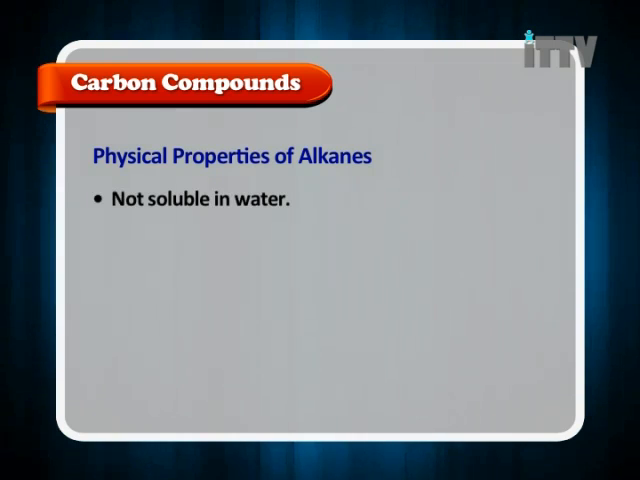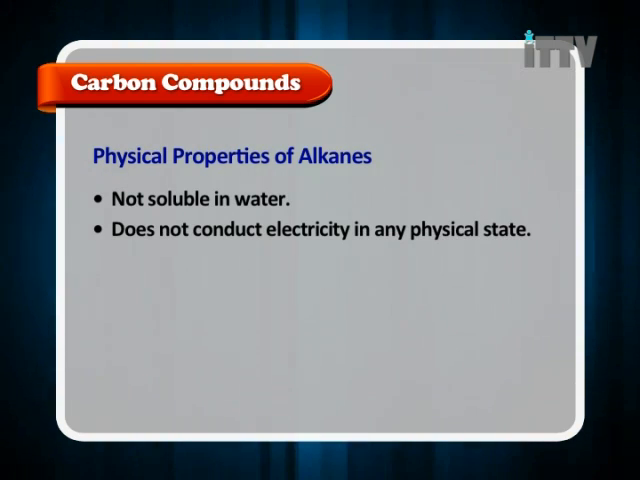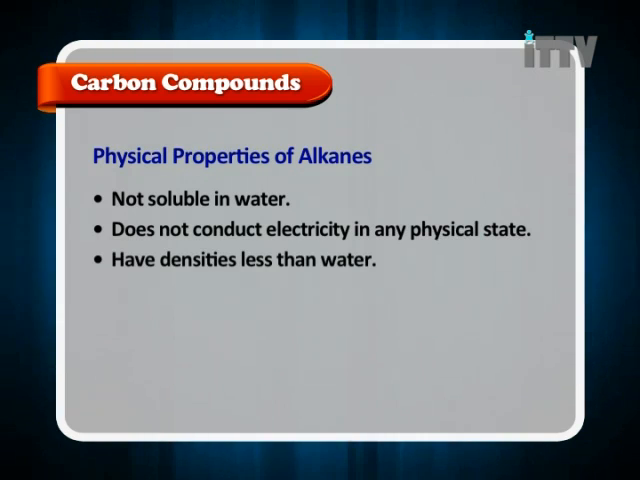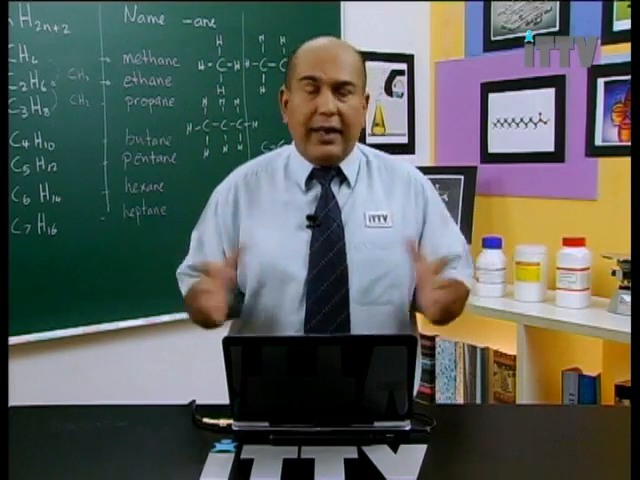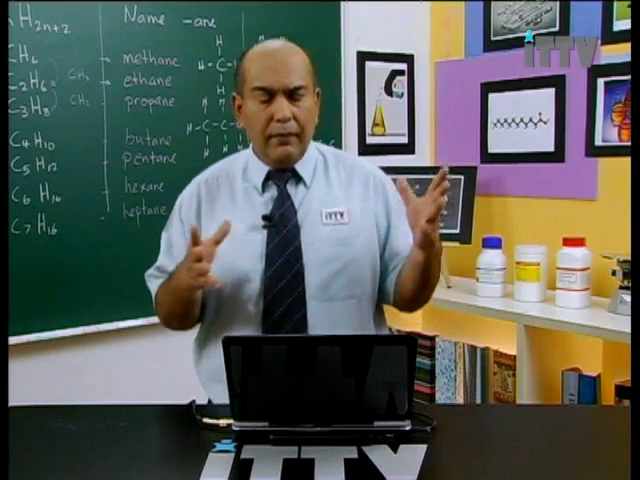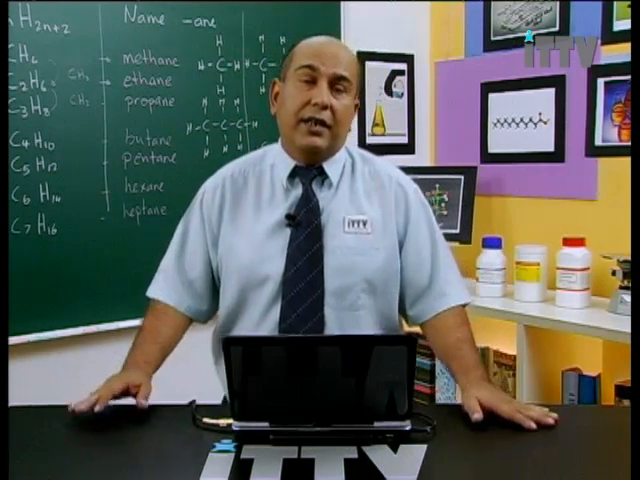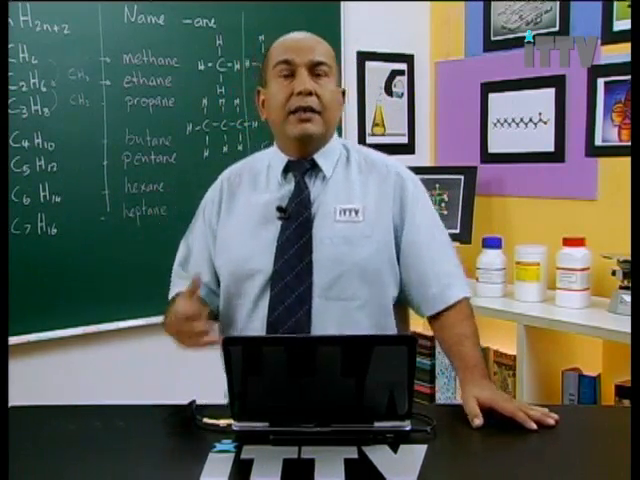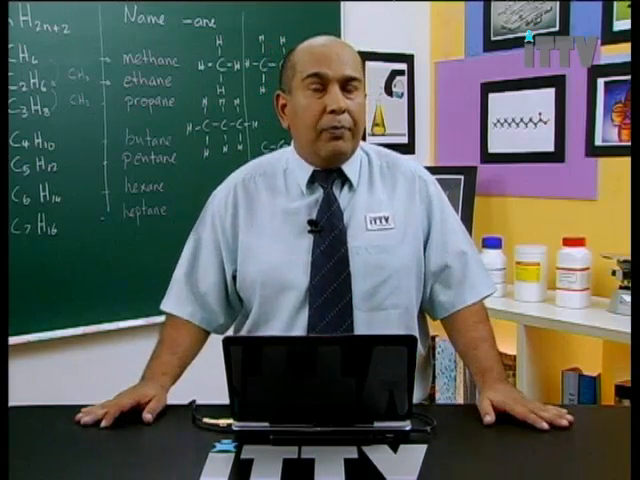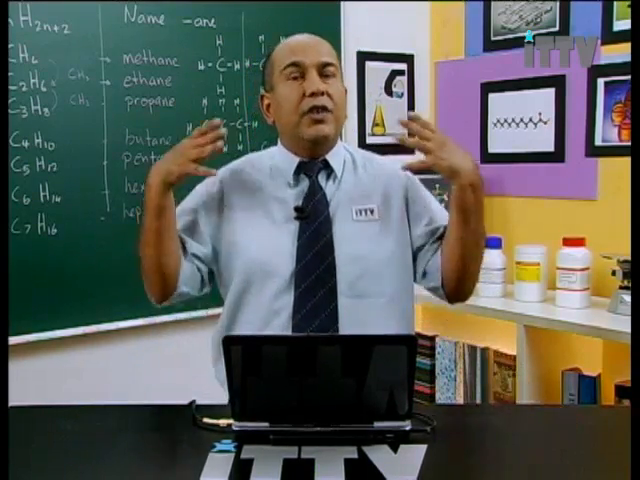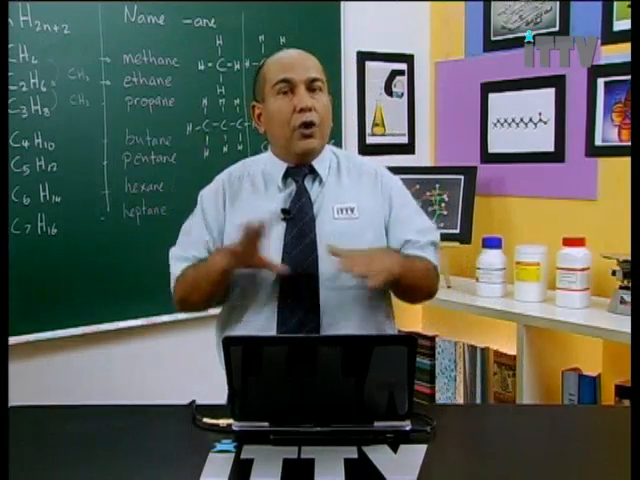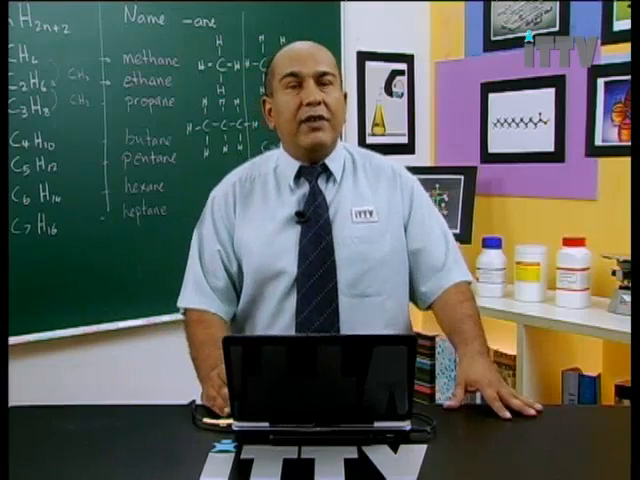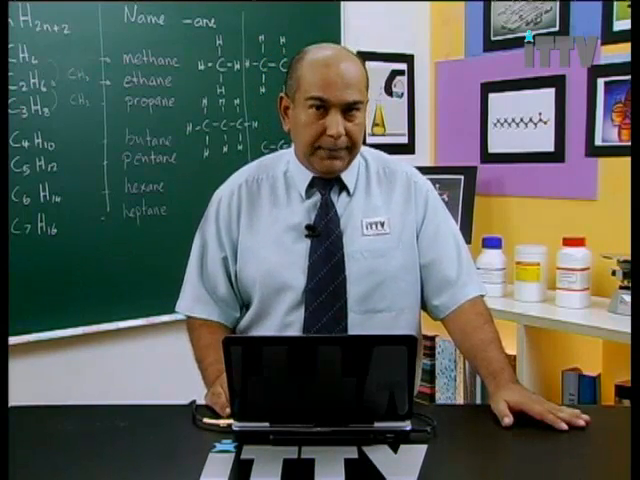Physical properties of alkanes. Not soluble in water. Does not conduct electricity in any physical state. Have densities less than water. So the main characteristics of our alkanes are, number 1, they're not soluble in water. Secondly, we are saying that they do not conduct electricity. Please, if you remember back, these are covalent compounds, and covalent compounds cannot conduct electricity because they do not contain any free-moving ions, correct? So, they do not conduct electricity. And in general, they have a density less than water.